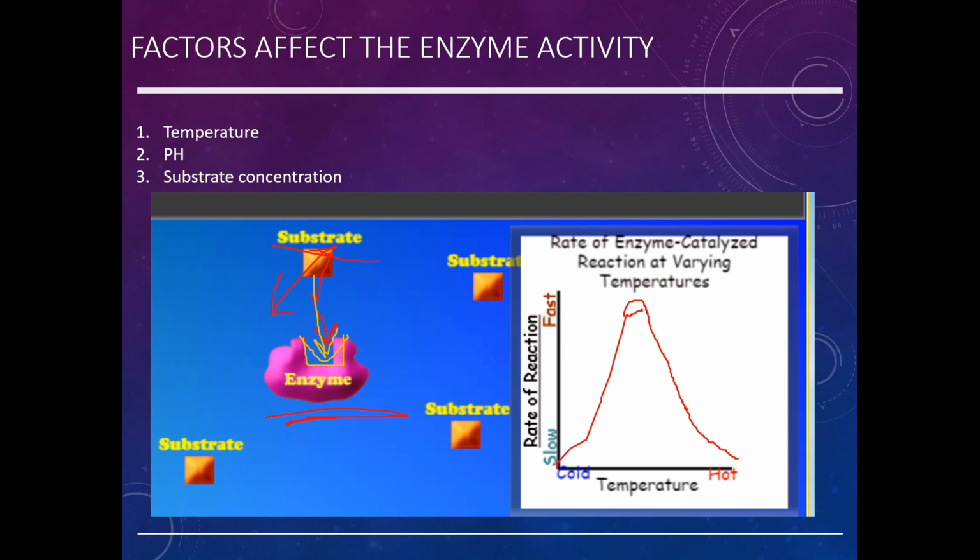The point is, this denaturation is irreversible. So when the protein is denatured and broken down, nothing will give it the same shape again. It will not be able to build up and give the same shape again. So denaturation is an irreversible process.